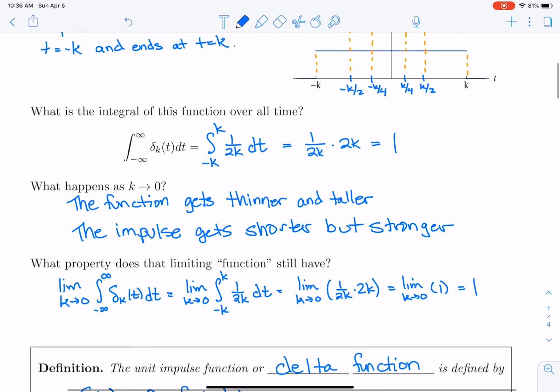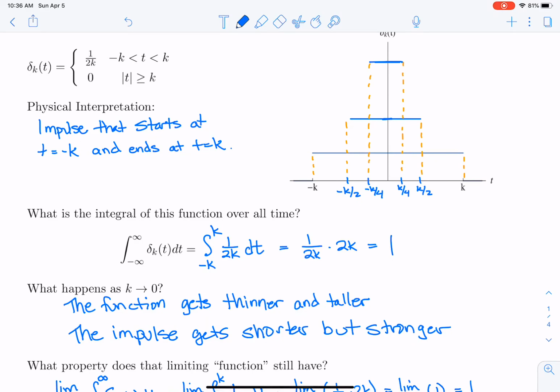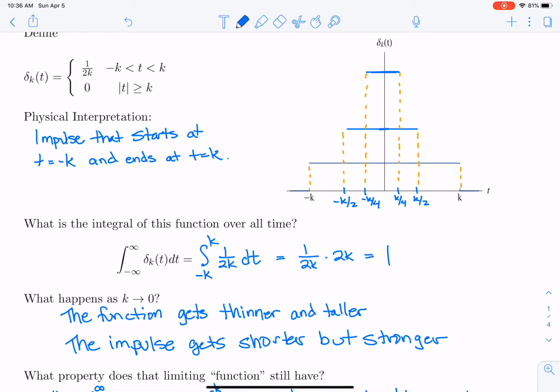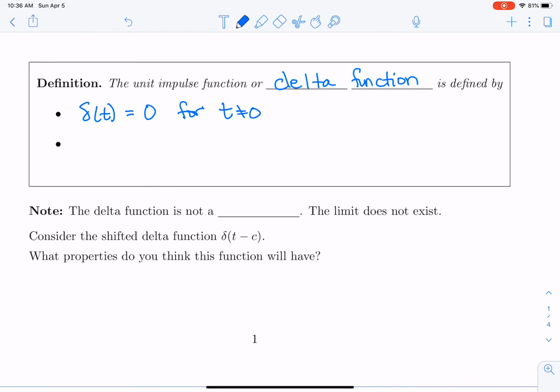So if you look back at the plot of this function, delta sub k, if we take the limit as k goes to 0, then the interval on which this delta function is not 0 shrinks all the way down to the point where delta of t is going to be 0 everywhere except for at t equals 0. So this function is 0 everywhere. But it also has this interesting property that if you integrate from a to b delta of t dt, you will get 1 if 0 is in the interval from a to b.